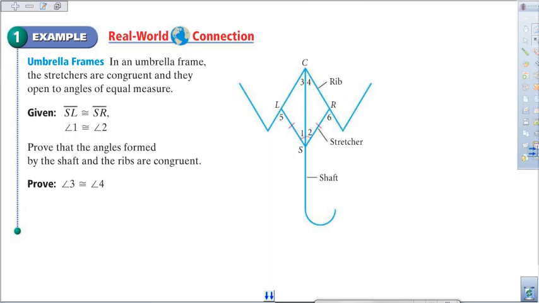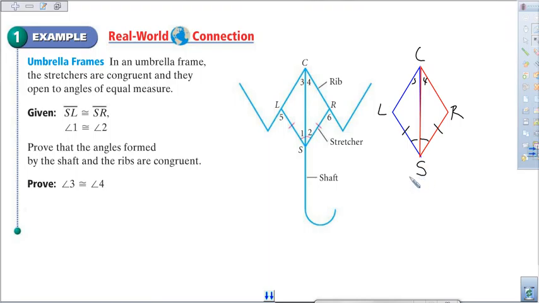Okay, so let's draw that out. Okay, there are our triangles, and let's label all these things. This is what we want to show, that 3 and 4 are congruent. We don't know that, but what we do know is that this side is congruent to this side, and that angle 1 is congruent to angle 2. And we have some labels here: L, here's C, this is R, and this is S.